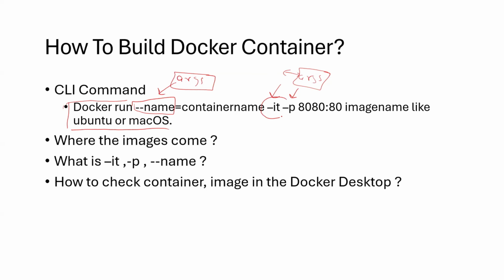And I have explained to you, IT means interactive shell, P means port, and you just need to give a name of the container here, sorry, image here, and this is how you can build your Docker container.